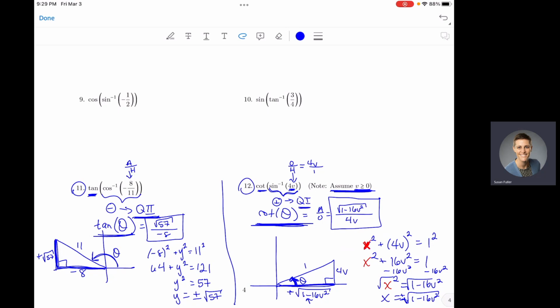And because our original had a v in it, our answers will have v's in it too. You'll just set up your triangle in the correct quadrant, work it just like normal, and then make sure that you take the correct ratio at the end.